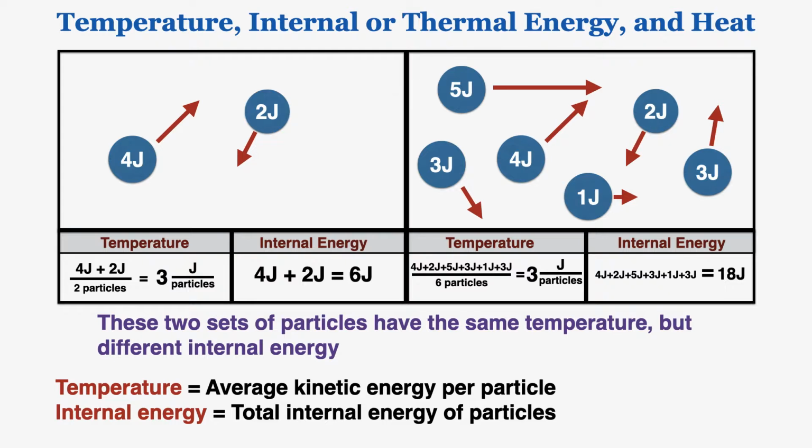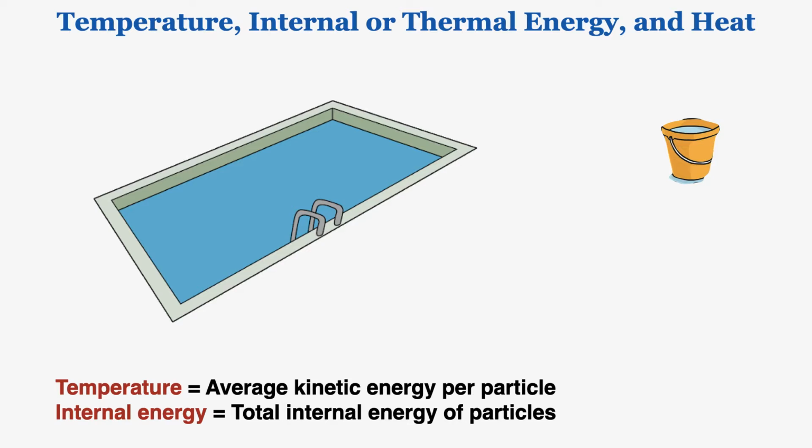So this is one way of showing the difference between what we mean by temperature and what we mean by internal or thermal energy. Another example could be a heated pool where we have a lot of hot water inside. We take a bucket and take just a little bit of hot water out of the heated pool. Because the particles in the bucket are on average moving in the same way as the particles in the pool, I would assume that the temperature of the pool is the same as the temperature of the water in the bucket.